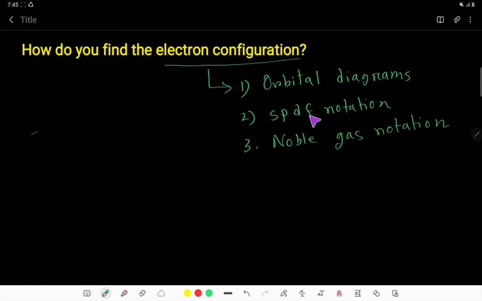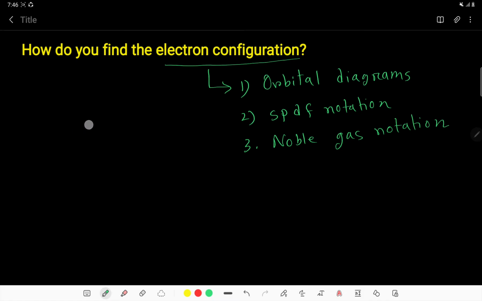The spdf notation is called long form, or complete electronic configuration, or unabbreviated form of electron configuration. Noble gas notation is called short form, or abbreviated electron configuration. In orbital diagrams, we use lines to mean orbitals, and we use arrows to mean electrons.